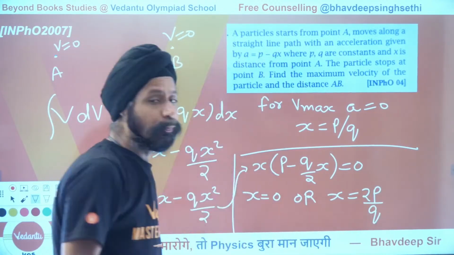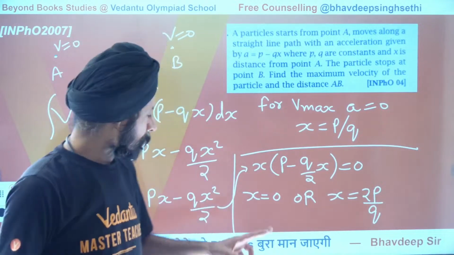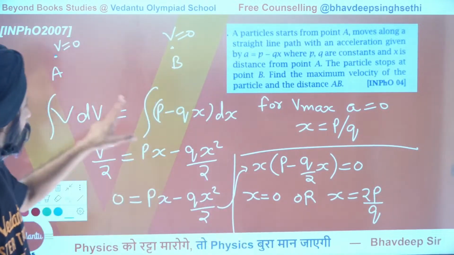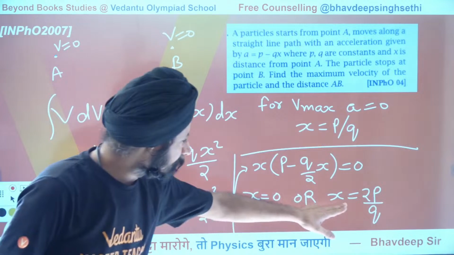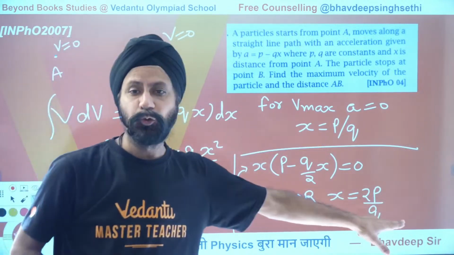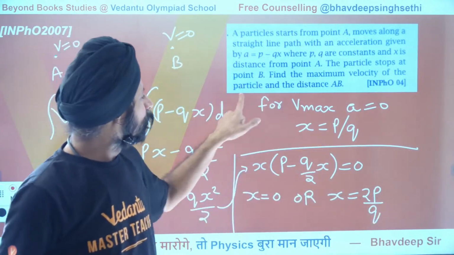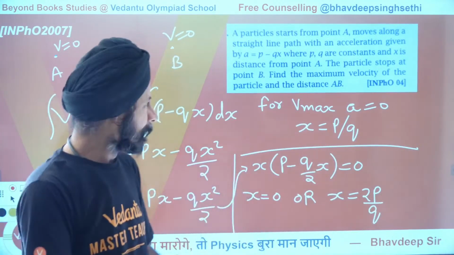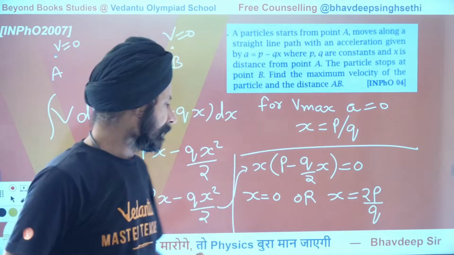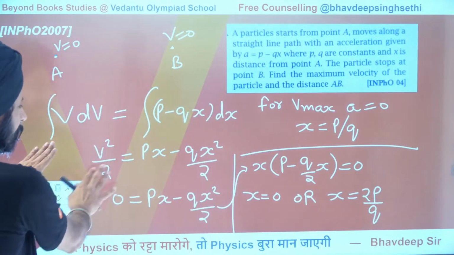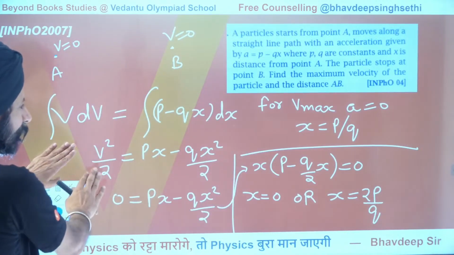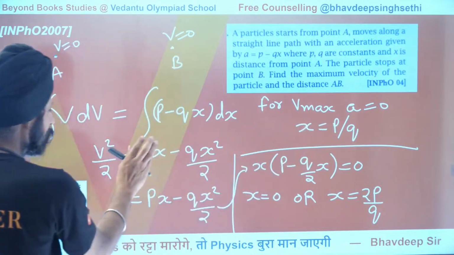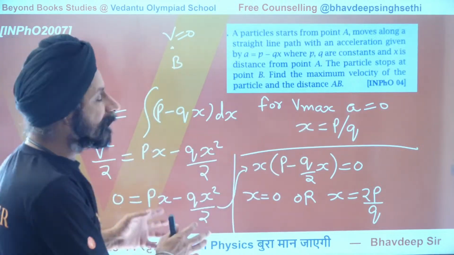So there are two positions where velocity is 0. Obviously velocity is 0 when x is 0, but also velocity is 0 when x is equal to 2p by q. That is your answer to finding the distance AB. Distance AB is 2p by q. Now how much is the maximum velocity? You already know the equation of velocity. You take this value of x, plug it in here, and that will give you the velocity.